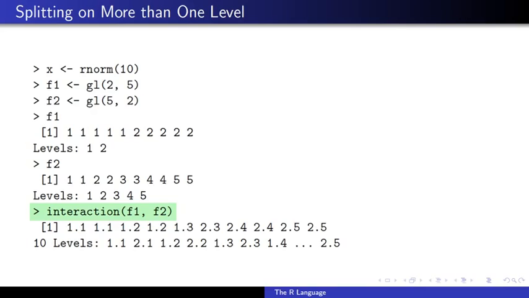Because there are 2 levels in the first factor and 5 levels in the second factor, there's a total combination of 10 different levels when you combine the two together. When I call the interaction function, I get another factor that concatenates the levels of one with the other, and you can see that it prints out a total of 10 levels.